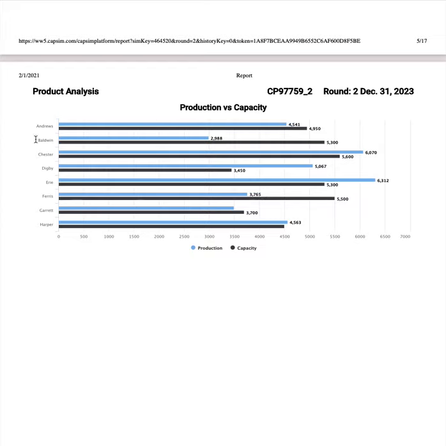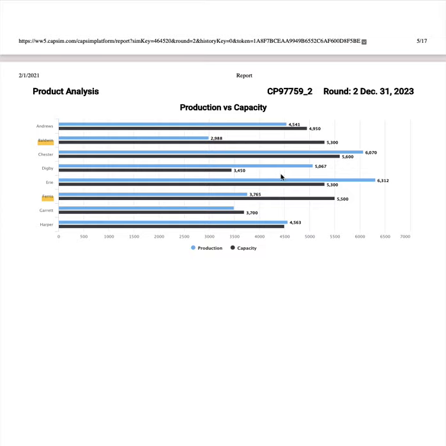So it's really wasting a lot of resources that you paid for. For example, team Baldwin here, and also team Ferris. So just get to know what happened here. Did you really produce a lot to meet that?